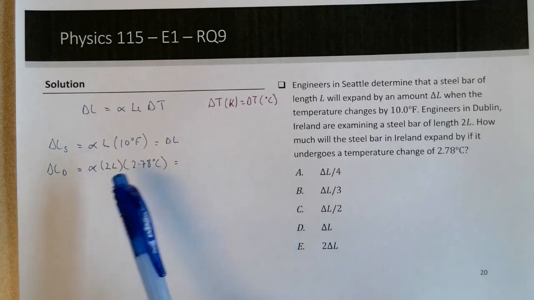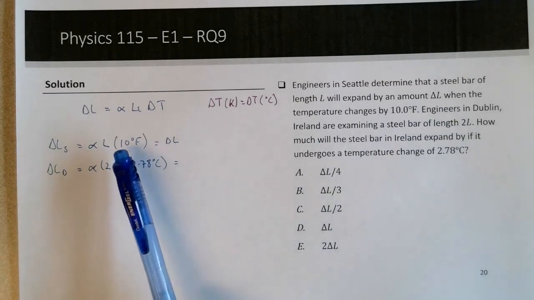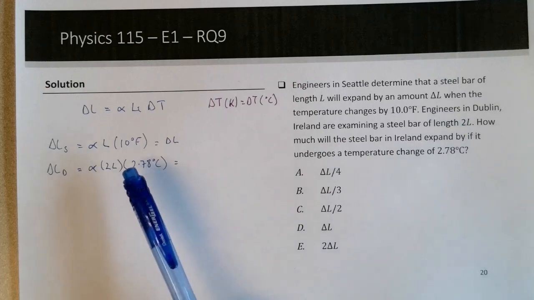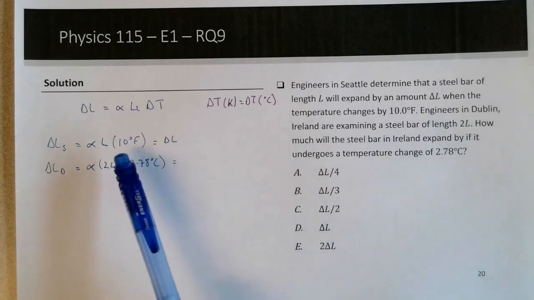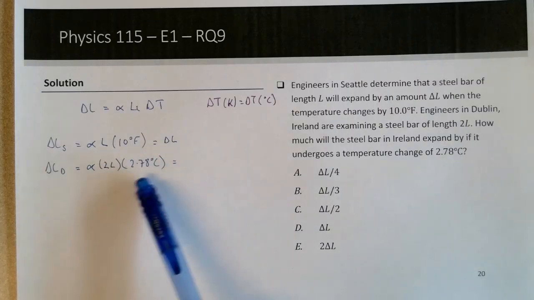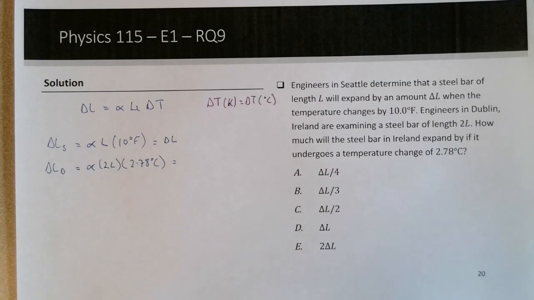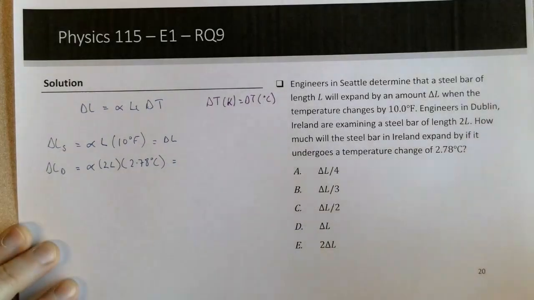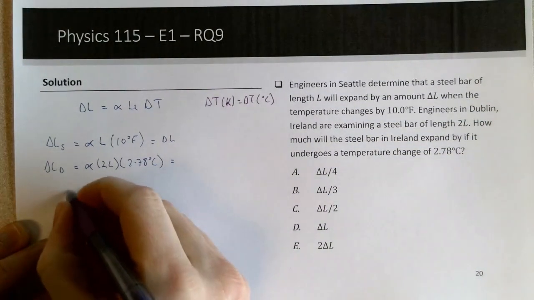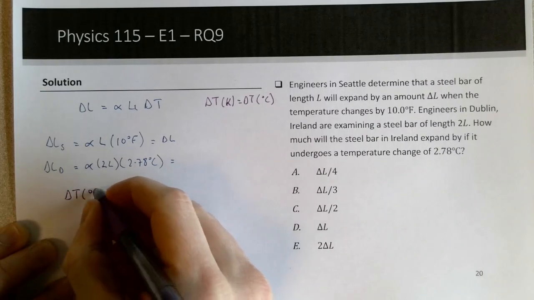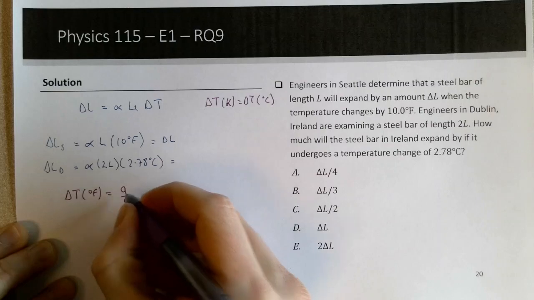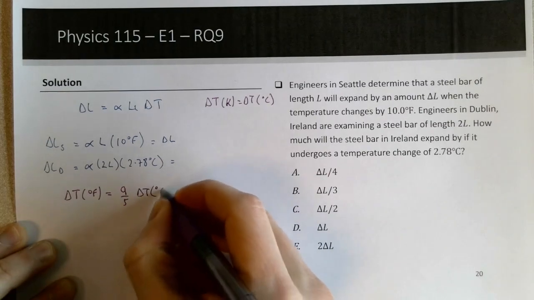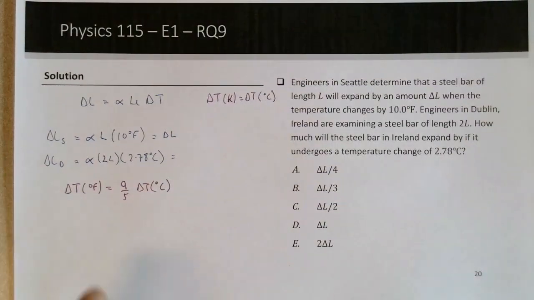How do we know, and this is again very important here, this is a change in temperature and not a single temperature, so it's a delta. So you don't want to be converting 10 degrees Fahrenheit to Celsius or 2.78 degrees to Fahrenheit. It's a delta, that's super important here. So I'll write down in shorthand the equation that you need, and maybe I'll do a derivation over here. But the key thing is that the delta T in degrees Fahrenheit is 9/5 of the delta T in degrees Celsius.